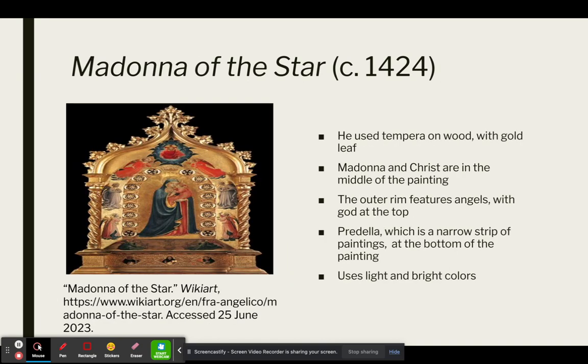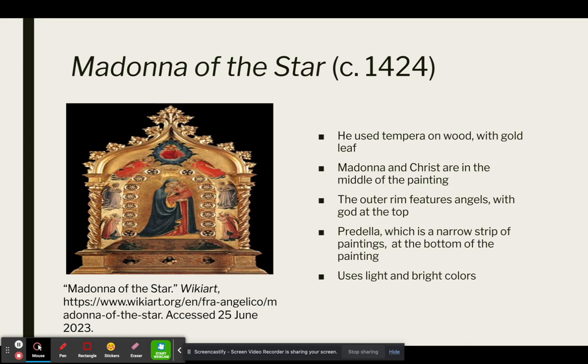The next art is Madonna of the Star. It is tempera on wood with gold leaf. Madonna and Christ are in the middle of the painting. The outer rim features angels with God at the top, which is symbolic because he is looking down on Christ as well as Madonna and the other angels.